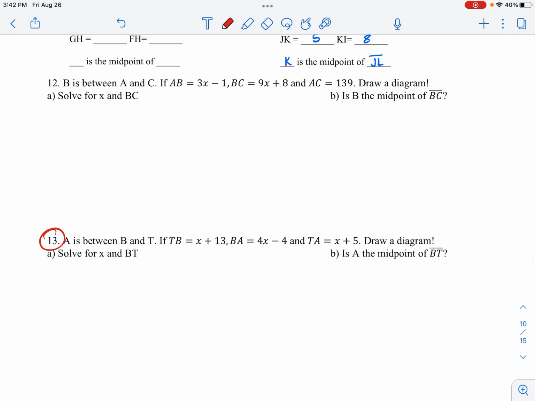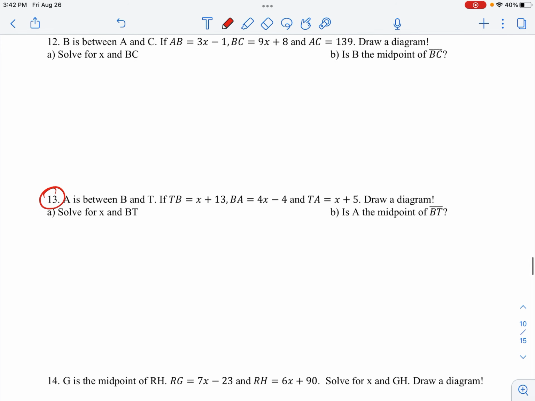Let's take a look at number 13. A is between B and T. So right away, let's go and draw that. Get some kind of line. B and T are on the ends. A is somewhere in the middle. Not necessarily the midpoint, somewhere in the middle. TB is equal to x plus 13. So I'm going to do something like this.